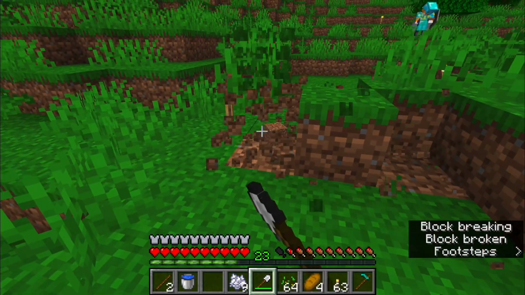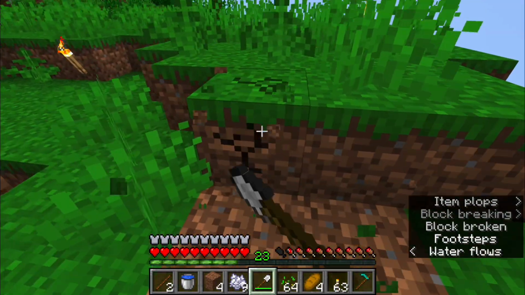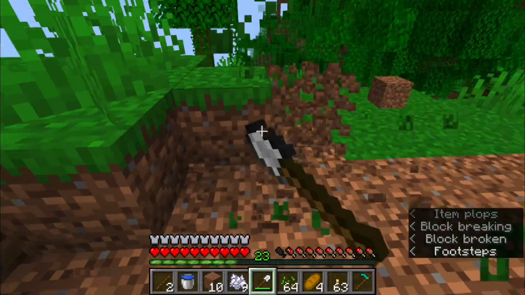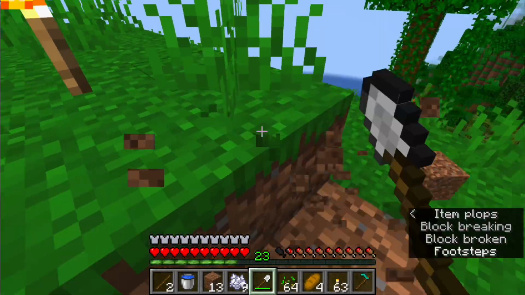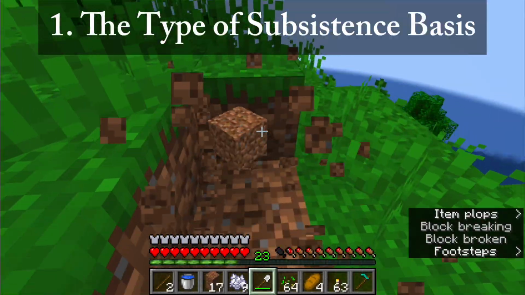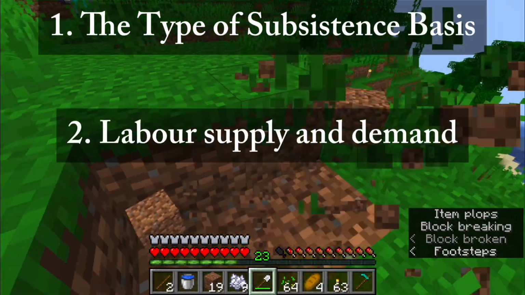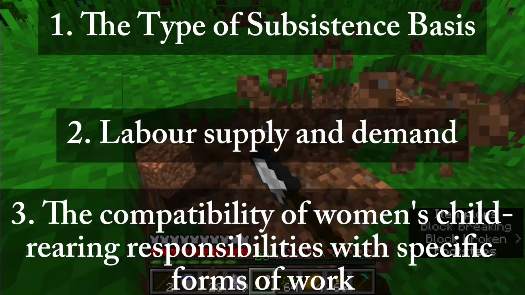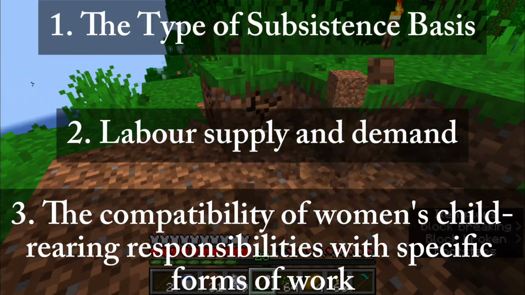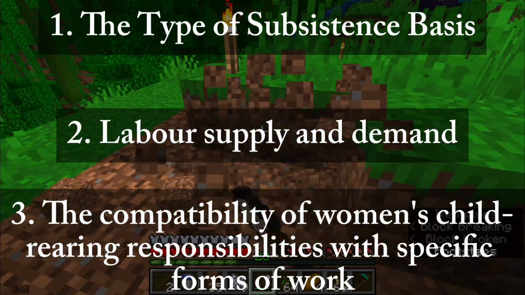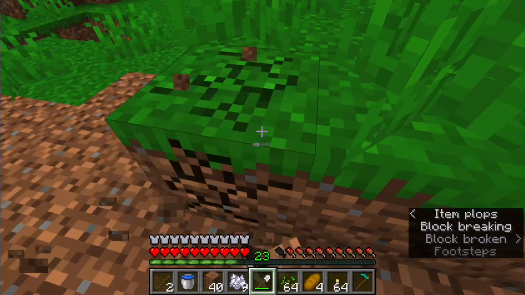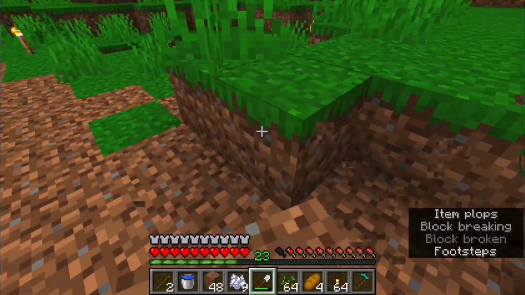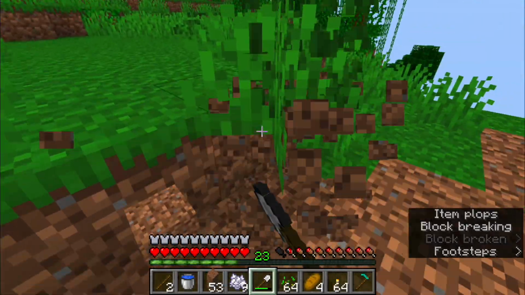The assigned chapter looks at how tasks in society are defined as men's work or women's work. The gender division of labor is determined by 3 important factors. 1. The type of subsistence base. 2. Labor supply and demand. And 3. The compatibility of women's child-rearing responsibilities with specific forms of work. This part in the chapter investigates various socioeconomic systems and how gender roles are defined within them.